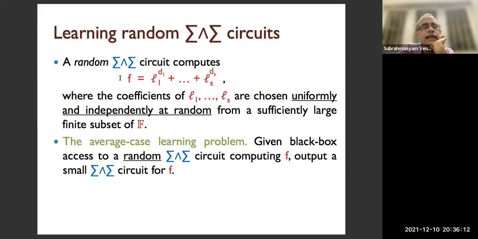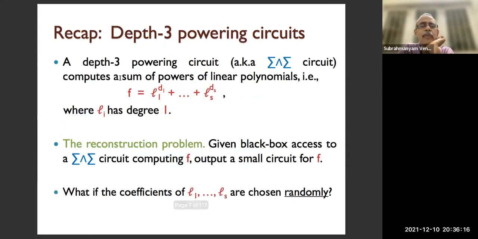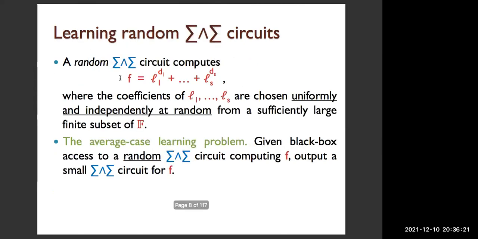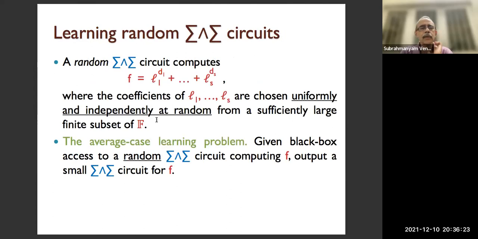Chandan, one question. When you say random here, these are from where? Oh, from the field. Yeah? There is an underlying field that you fixed. Right. So I'm just, sorry. I just defined it here.